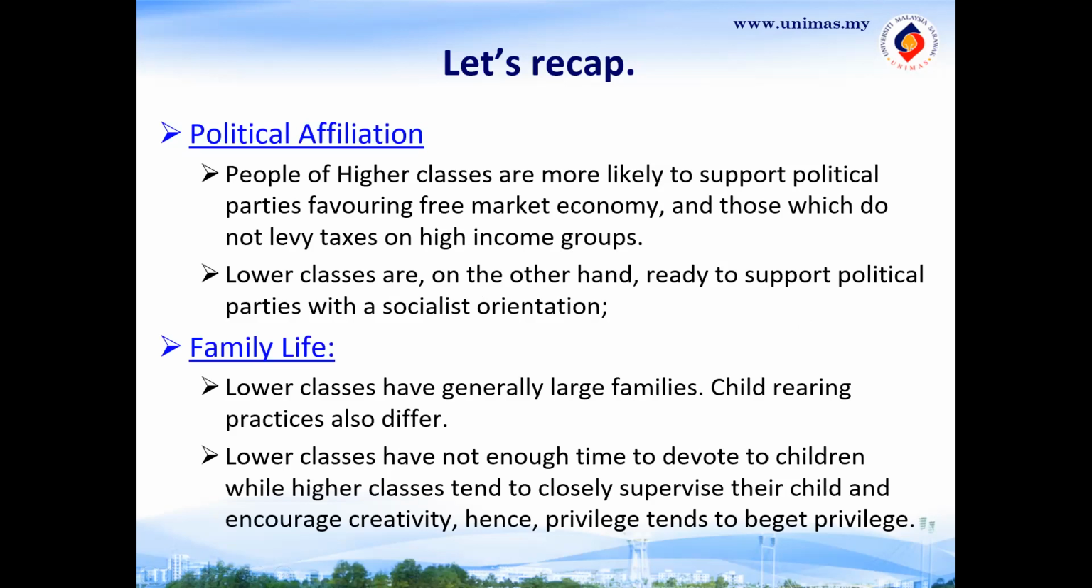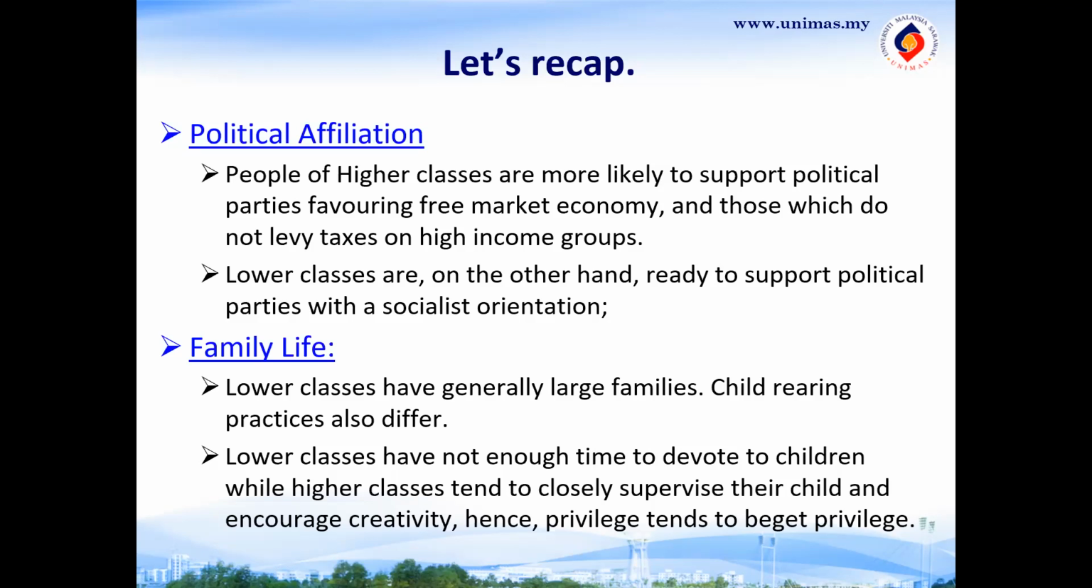With higher classes tend to closely supervise the child. Not only that, because of the number of children per family between the lower classes and the higher classes, mempunyai bilangan anak yang few ya, yang kurang karena dibandingkan dengan bilangan anak bagi the lower classes tadi. So, of course, in terms of supervision, definitely there are differences between the two classes.